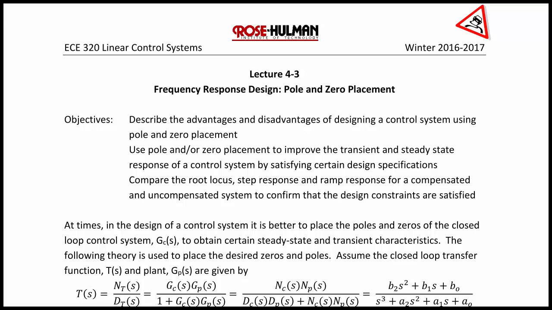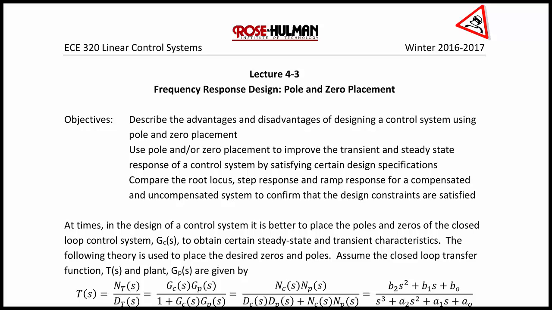Lecture 4-3 is on the frequency response design by using pole and zero placement. The objectives are to describe the advantages and disadvantages of designing a control system using pole and zero placement, to also use pole and/or zero placement to improve the transient and steady state response of a control system by satisfying certain design specifications, and to compare the root locus, step response, and ramp response for a compensated and uncompensated system to confirm that the design constraints are satisfied.